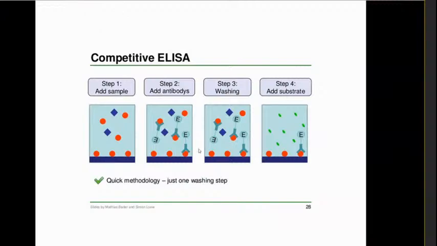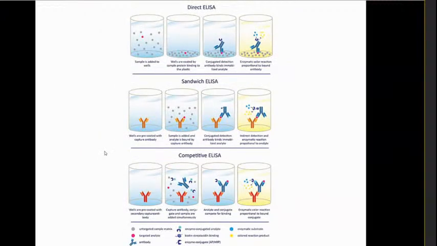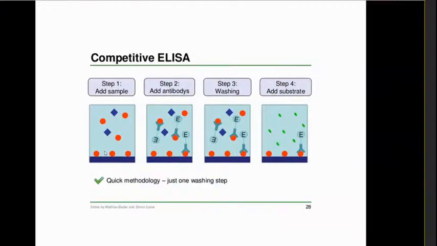First is a sample addition to the monoclonal. Here they have mentioned that this red color is the coated antigen. Then add the antibodies with the enzyme, and if an interaction happens, there is enzyme activity between the antigen and the antibody.